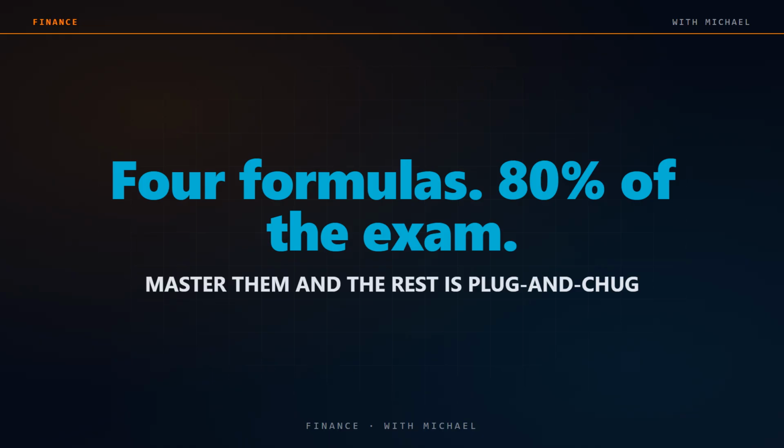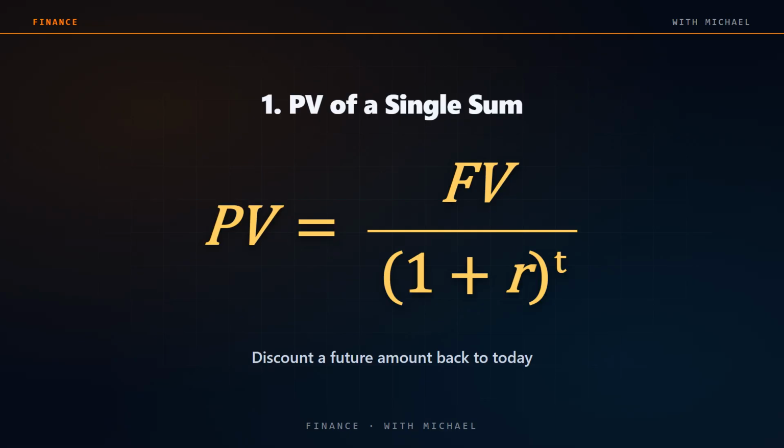Discount rate 8%. PV equals 10,000 over 1.08 to the fifth power. 1.08 to the fifth is 1.469. PV equals 10,000 divided by 1.469 equals 6,806. That's what the future 10,000 is actually worth today.